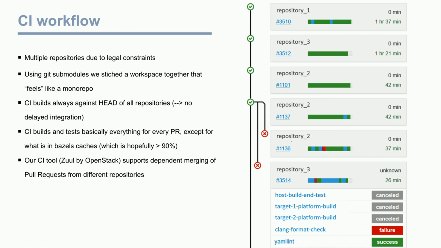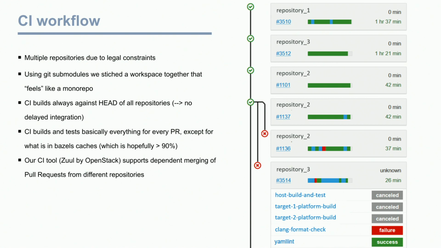And since we're using Zuul by OpenStack, which is a CI tool, we are also able to do this on the CI side. Meaning the developer can change the code all over the workspace, even in different Git repositories, then pushes the code to the respective repositories. And Zuul is then, on the CI side, again stitching all that together and checking it at once, and either merging all those changes in all those repositories at the same time or not. So we got this monorepo feeling, even though we are using multiple repositories.